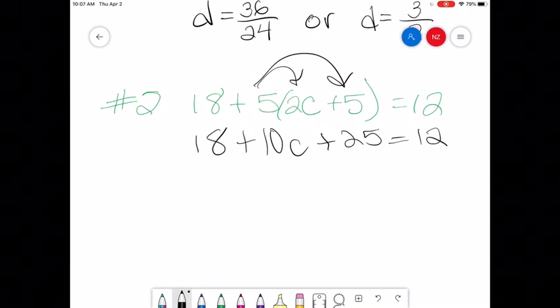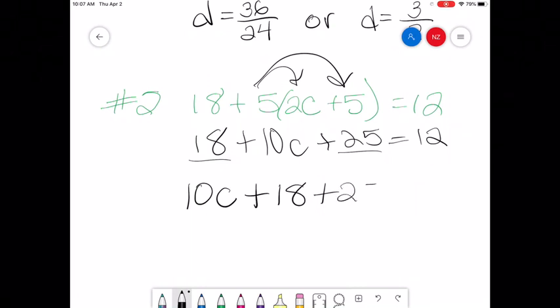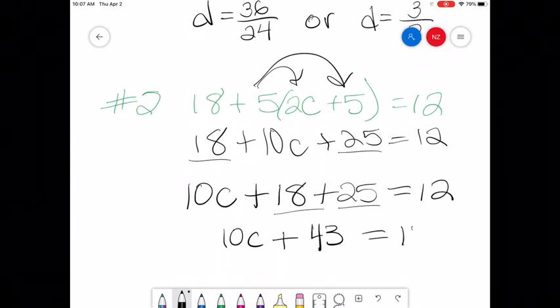Okay, combine like terms. I have a commutative property I can apply here. You see how the 18 and the 25 are like terms? So I'm just going to do some switching around, commutative property, to bring those both together. Then what you want to do is add 18 and 25 since they're like terms. 10c plus 18 plus 25 is 43 equals 12.